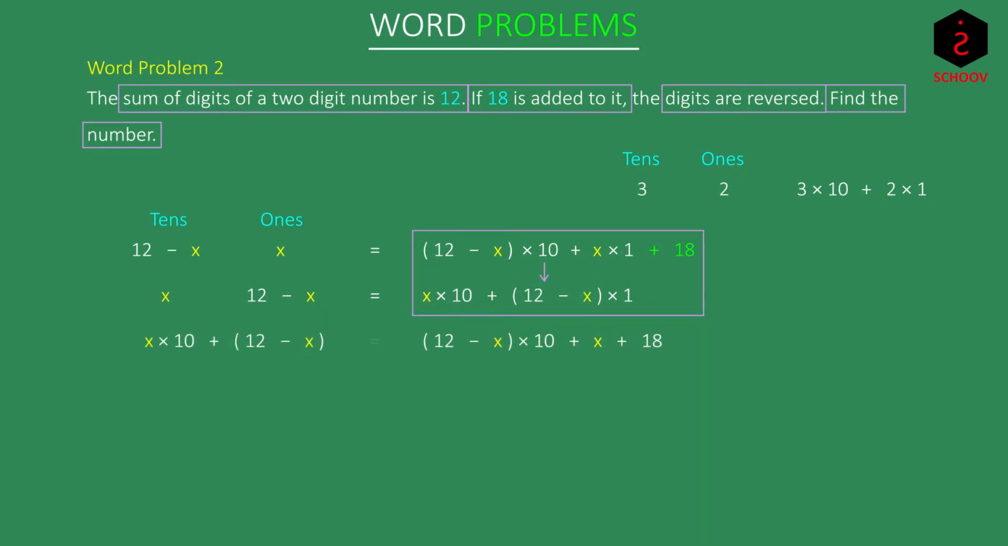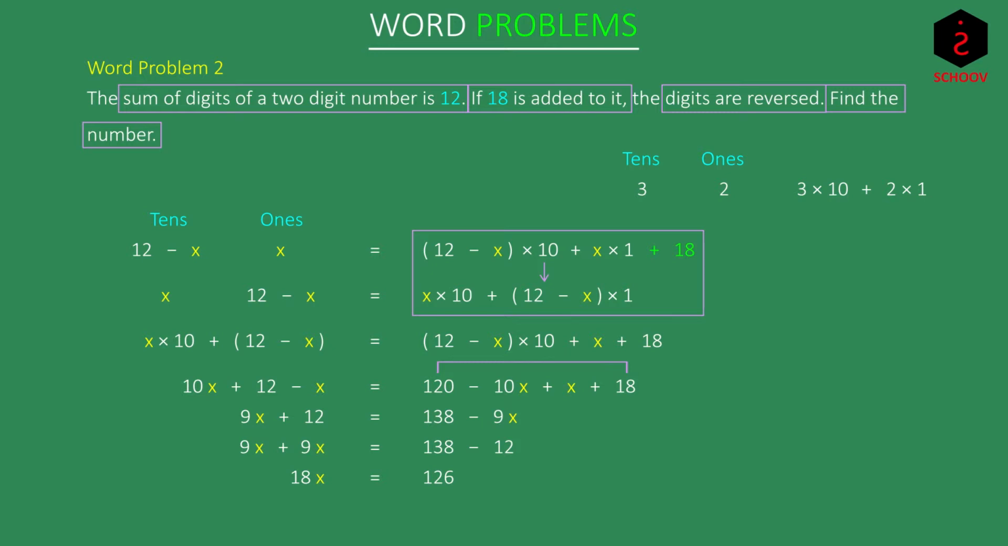Equate them and further simplify. Add 120 and 18 on RHS. LHS becomes 9x plus 12 and RHS 138 minus 9x. Bring variables on LHS and numbers on RHS. So we get this simplified equation, or 18x is equal to 126, which means x is equal to 7.